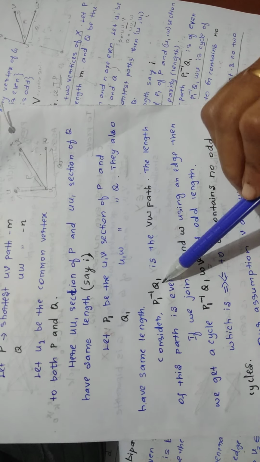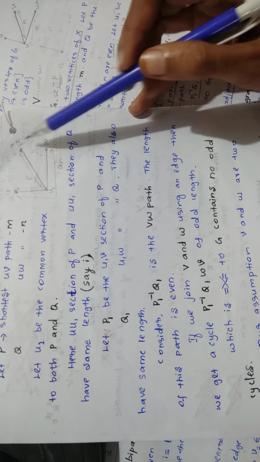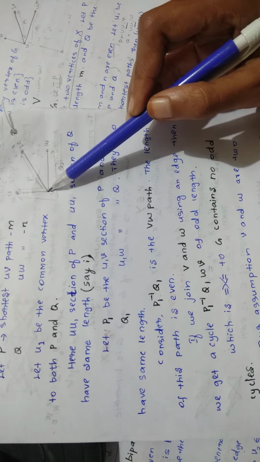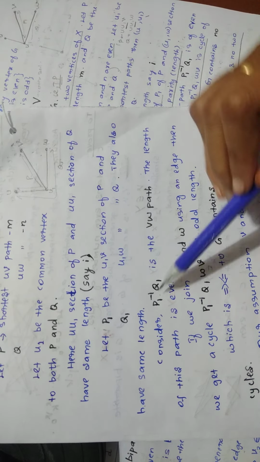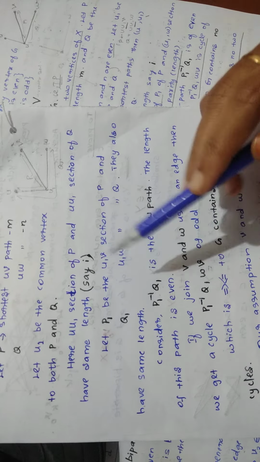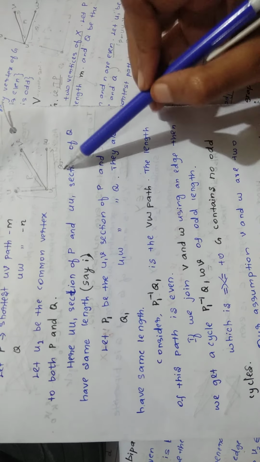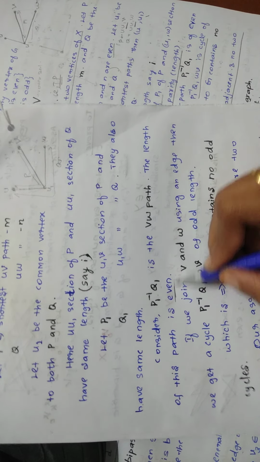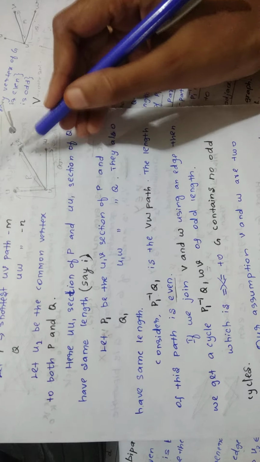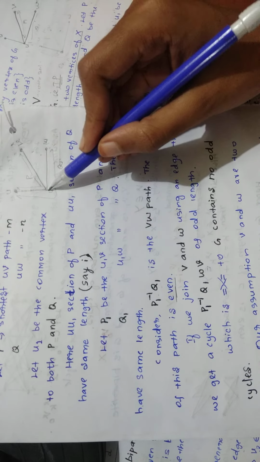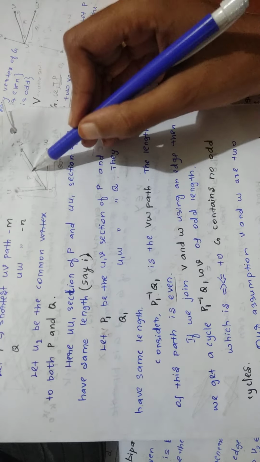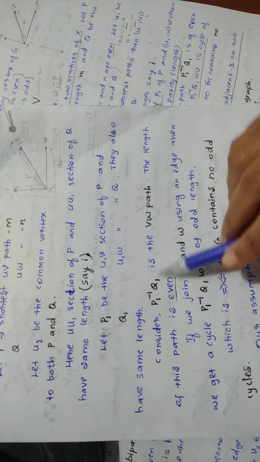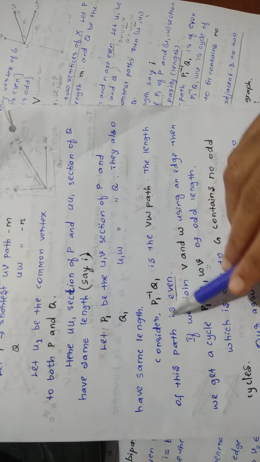So consider P1 inverse Q1. The VW path means this is P1 inverse and this is Q1, right? So that is why P1 inverse Q1 is the VW path. The length of this path is even. How are you saying that this is even? Because from V to U1 the length is 1, and from U1 to W the length is 1. So 1 plus 1 is 2, and that is even.